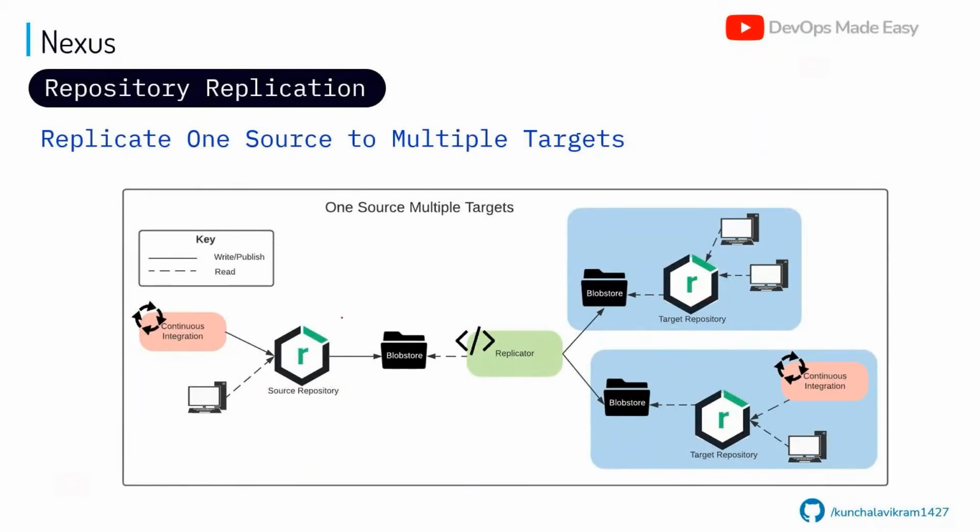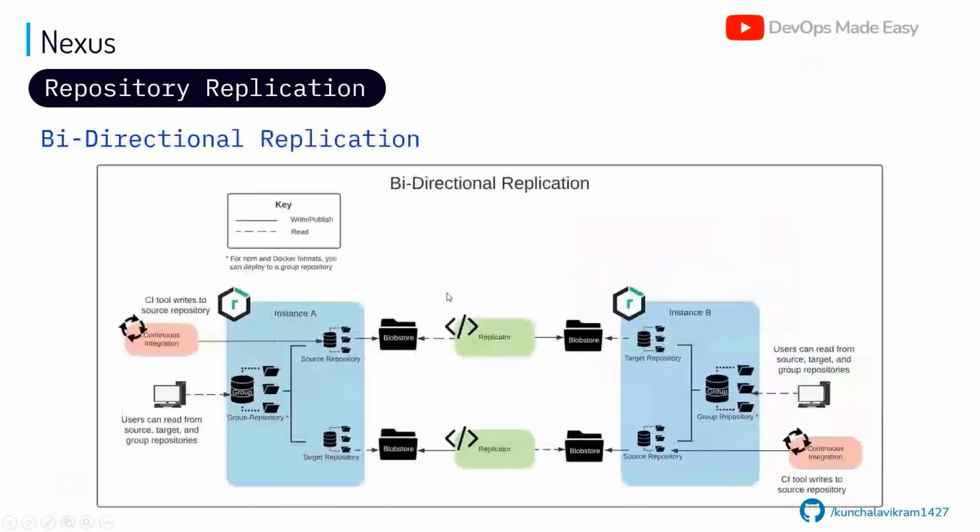Let's say this is a dev, maybe this is a test environment, or this is a QA environment, something like that. So from dev, your test and QA environments will replicate. And also you will have bidirectional replication.